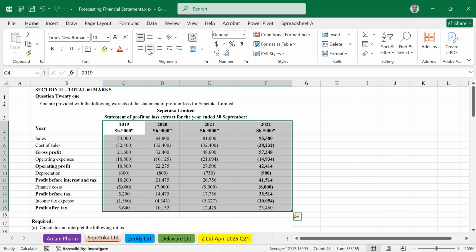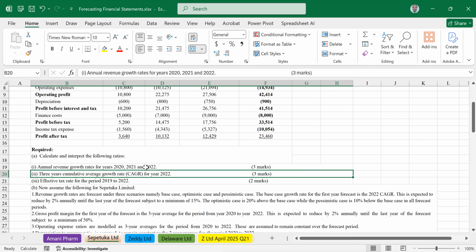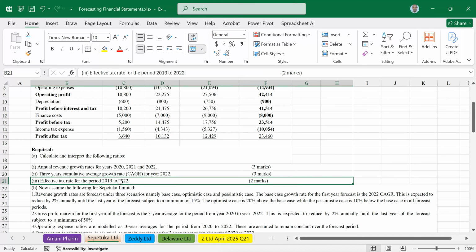Then look at the required. Calculate and interpret the following ratios. Annual revenue growth rates for the years 2020, 2021, and 2022. The 3-year cumulative average growth rate, that is CAGR, for the year 2022. They also want the effective tax rate for the years 2019 to 2022.